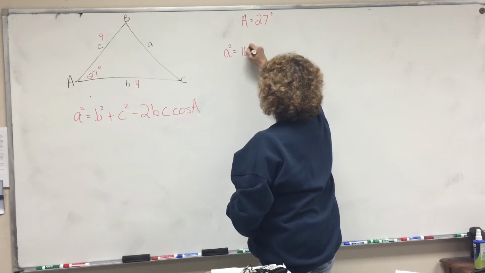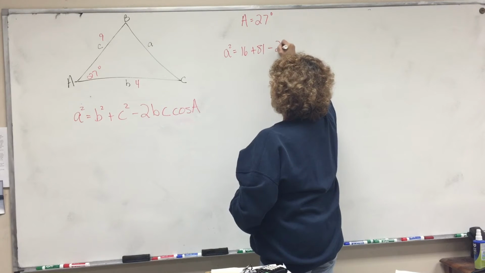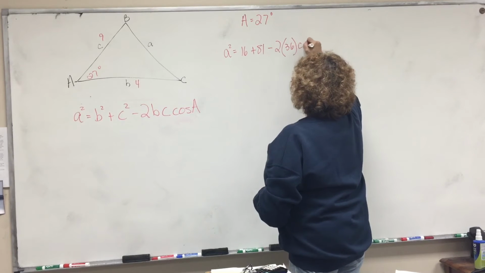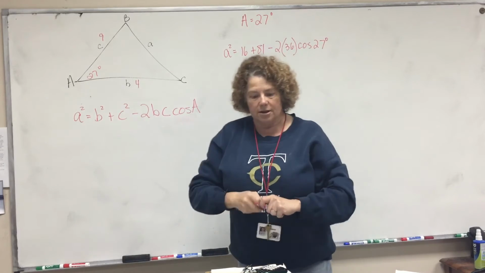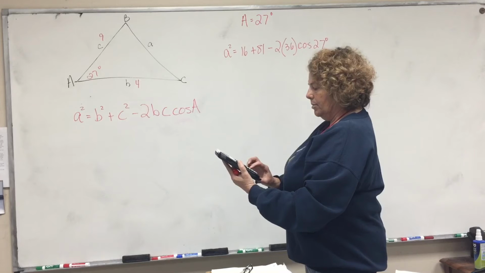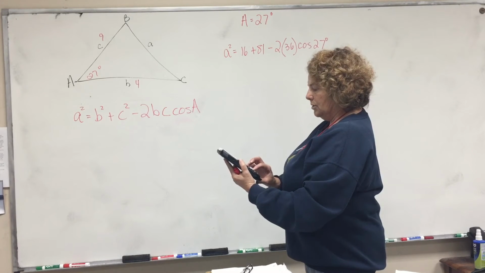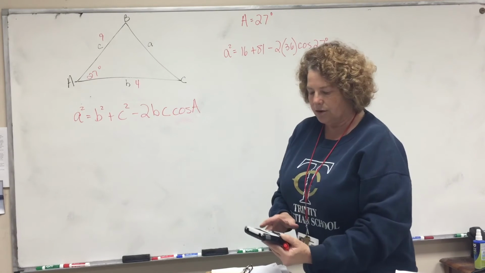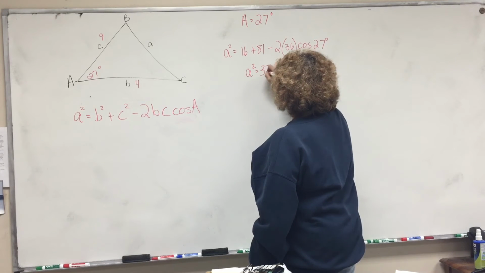So B squared is 16, C squared is 81, minus 2 times C times B, which is 36, times the cosine of 27. And that can all be just done on your calculator. So let's go ahead and look at it. 16 plus 81 minus 2 times 36 times cosine of 27. And I get 32.84 is A squared. So A squared is 32.84.